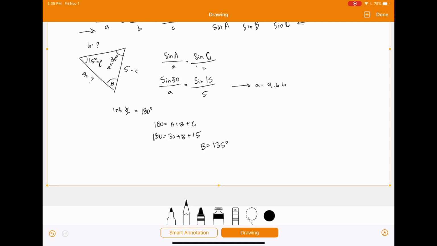And then once we have that, we can use the law of sines to solve for B. So again, we're going to use sine of C all over C equals sine of B all over B. So sine 15 all over 5 equals sine 135 all over our unknown B. Cross multiply and solve for B, and you're going to get that it equals 13.66.